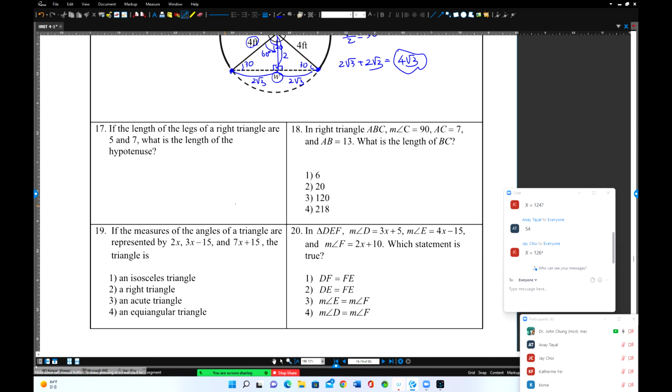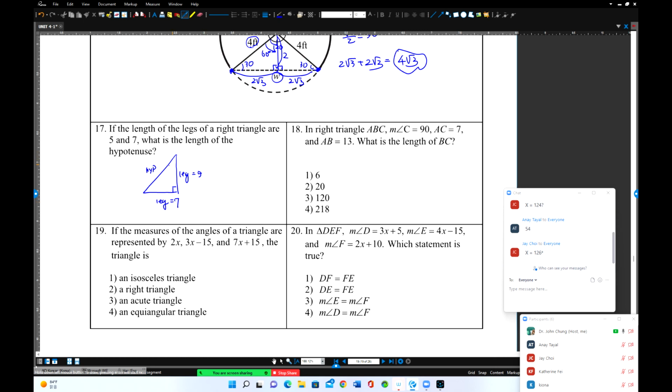Number 17, the length of the leg of a right triangle. A right triangle is where you have two legs. This is a leg, this is a leg, this is the hypotenuse. One is 5, that one is 7. Again, in this case, what is the length of the hypotenuse? You can use the Pythagorean theorem.